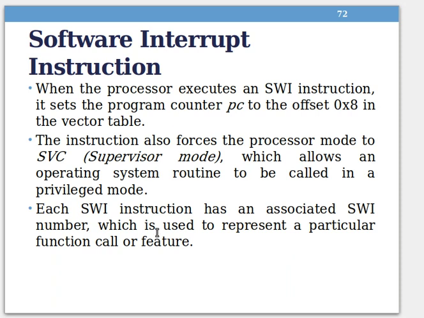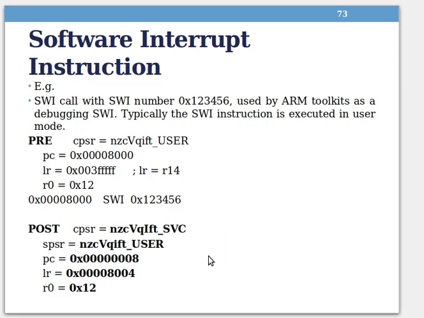I've already told this, which I'm just showing to you in the slide here. You can just go through it for a minute. You can see here it sets the program counter to the offset 0x8, that is hexadecimal 8, in the vector table. I already said that the processor mode will be changed to supervisory mode, and each SWI has an associated number, which I'm going to explain in the next slide. You can see an example here.